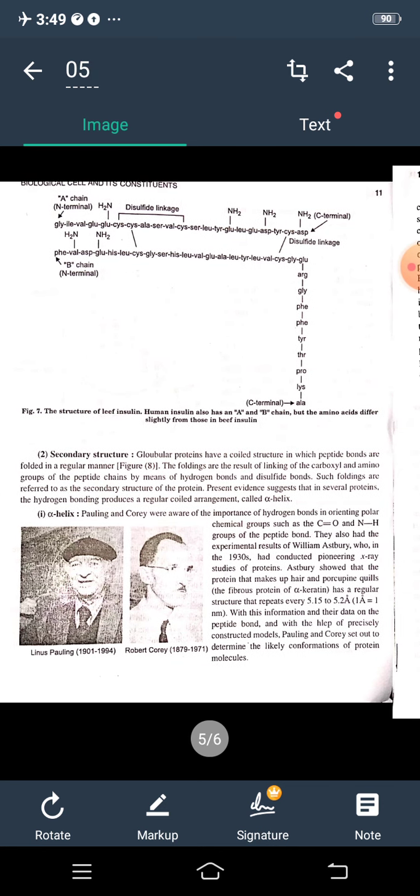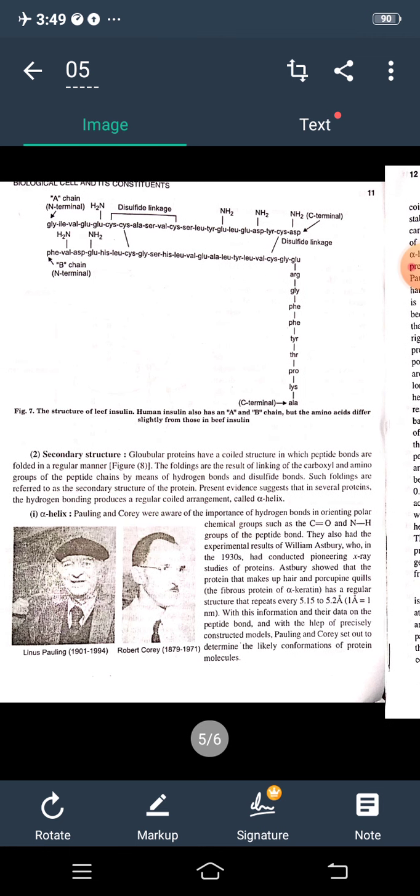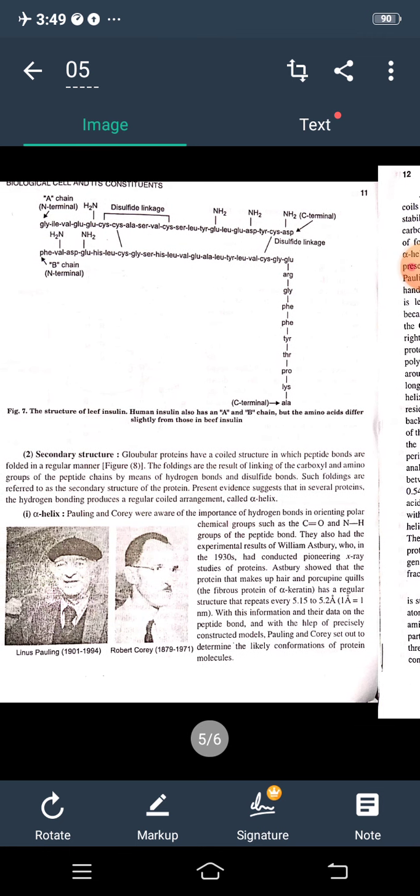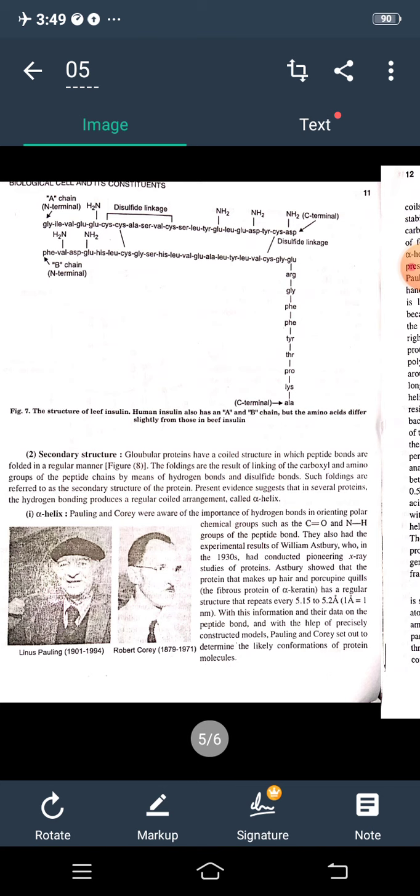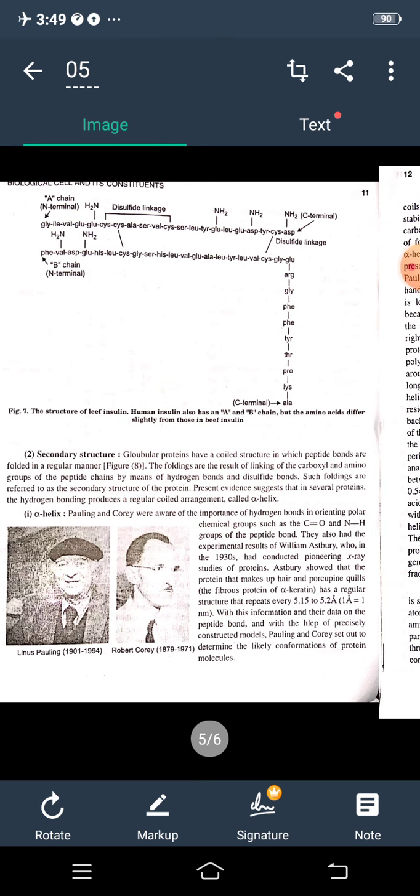Then we can discuss the secondary structure. Globular proteins have a coiled structure in which the peptide bonds are folded in a regular manner, as shown in figure 8. The folding is the result of linking of the carboxyl and amino groups of the peptide chains by means of hydrogen bonds and disulfide bonds. Such foldings are referred to as the secondary structure of proteins.